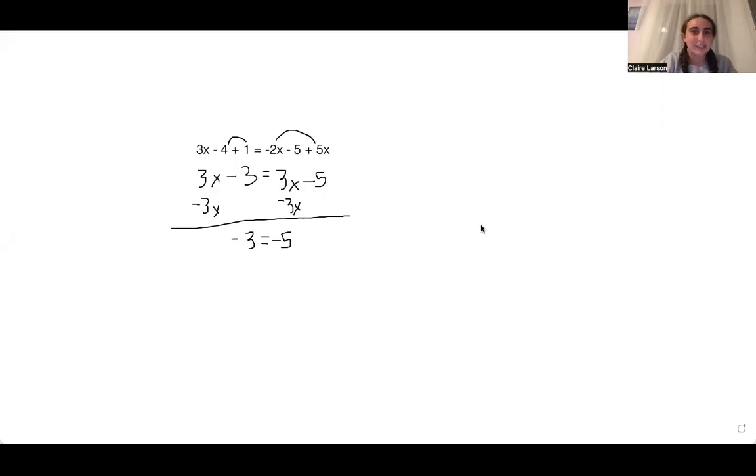Sorry, this one was actually kind of a trick and I didn't realize it. So sorry to put that on you guys, but it turns out that there is no solution because the x's cancel out. They're the same on both sides. So when I took away 3x from each side, it left me with no x's on either side. And that left me with negative 3 equals negative 5, which isn't true. So that's how you know that the equation has no solutions.